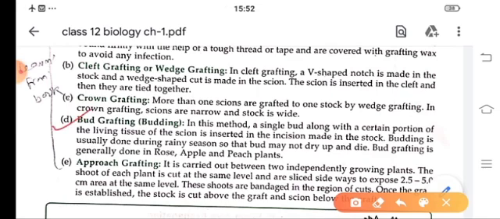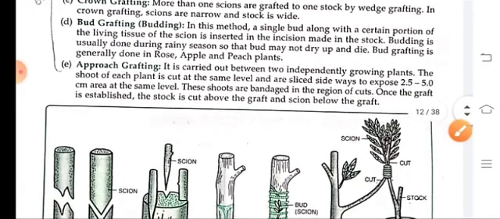Now bud grafting is there, or the budding. Now in this method, a single bud is taken with the living tissues and incisions are made in the stalk. Now budding is usually done in rainy seasons, because in rainy season, children, a lot of moisture is there, so there may be less chance of drying up of these buds. Now this budding is generally done in rose, apple and peach plants.